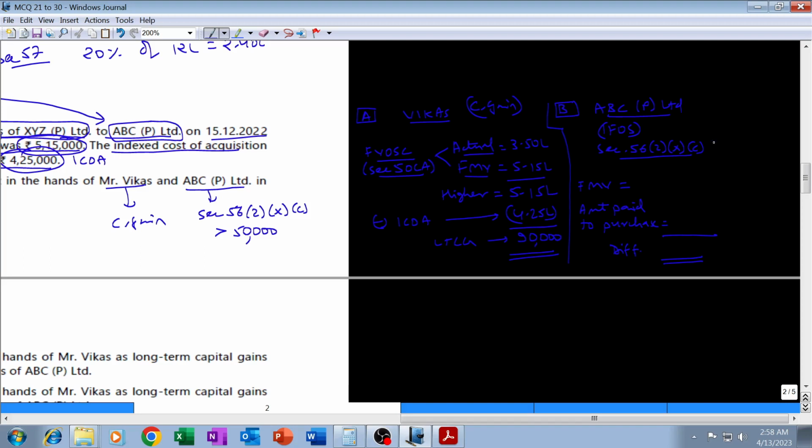But as far as ABC Private Limited is concerned, what will happen is income from other sources, section 56(2)(x)(c) will be applicable. The FMV of the asset which they have acquired is 5,15,000 and the amount paid to purchase is 3,50,000. The difference is 1,65,000. If the difference is more than 50,000, then the entire difference is chargeable to tax under the head income from other sources. So 90,000 for Vikas and 1,65,000 for ABC Private Limited.